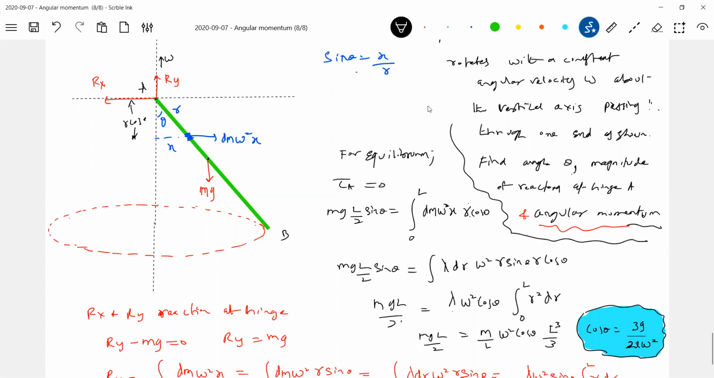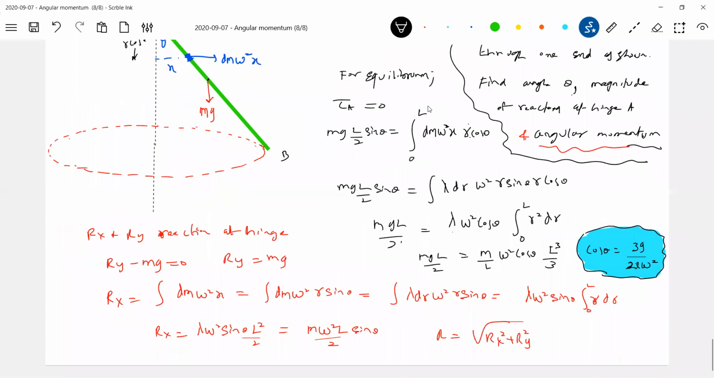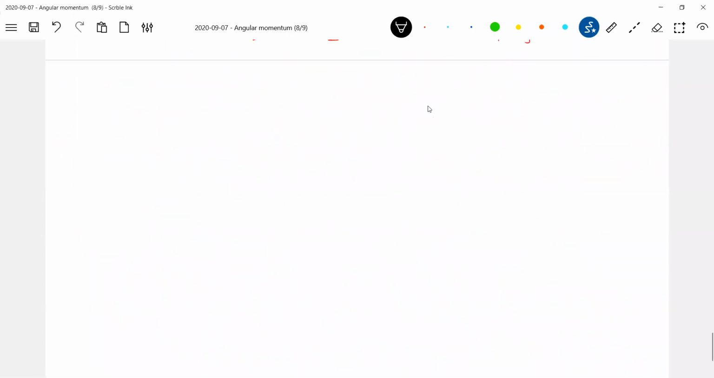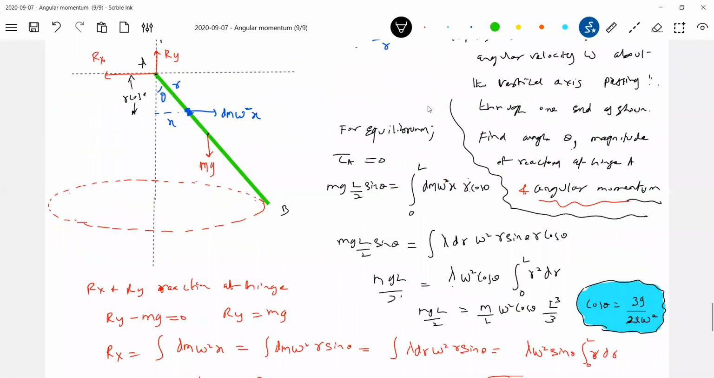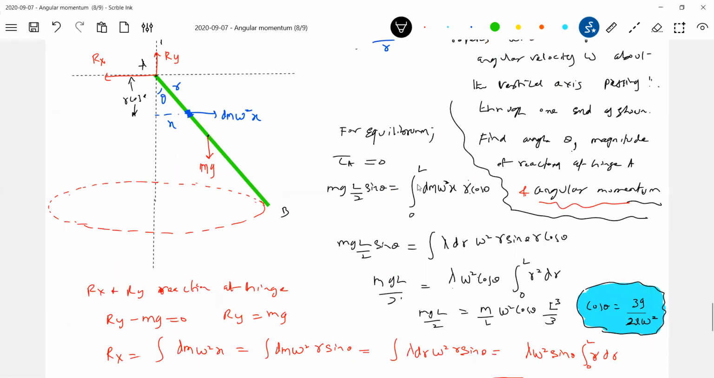Anybody? How to get angular momentum? I omega. Don't just say the answer, work it out. You can't just see and write it. Already I told you, looking at that, never tell like that.